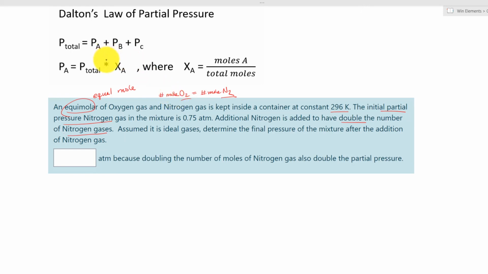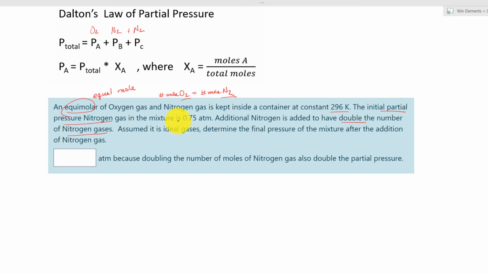Going back to our ideas, let's assume this is oxygen. We have nitrogen. And then to some extent, we're having nitrogen again because we double it, okay? Now we assume it is ideal gases. Determine the final pressure of the mixture after the addition of nitrogen gas. So let's go back to this. We have the partial pressure of nitrogen is what?